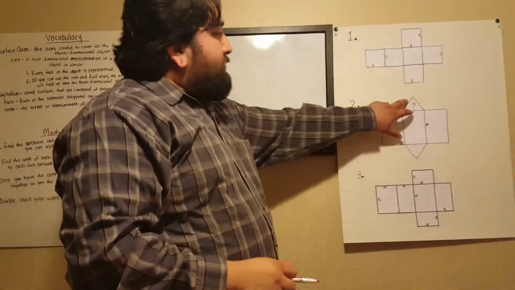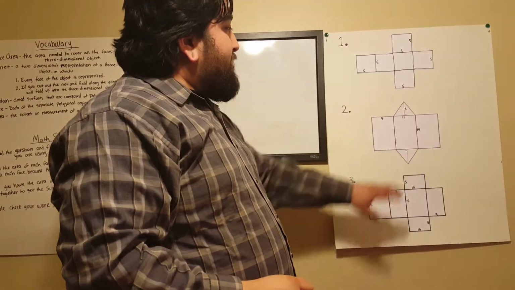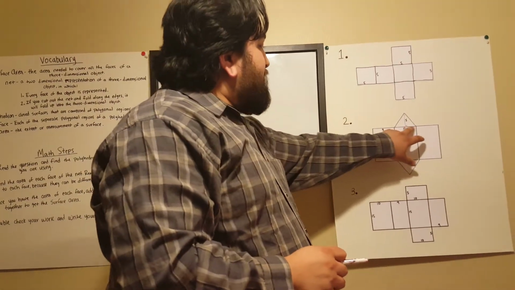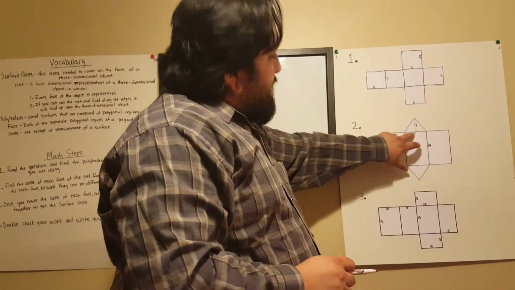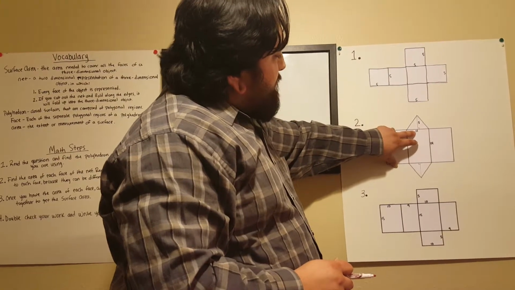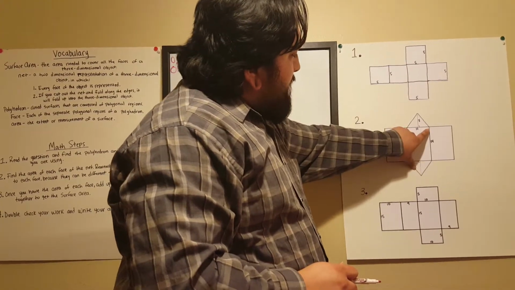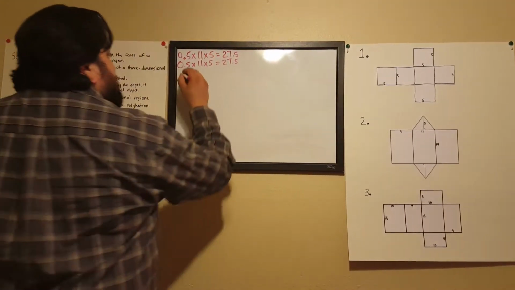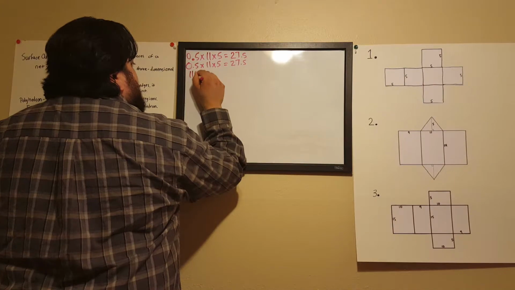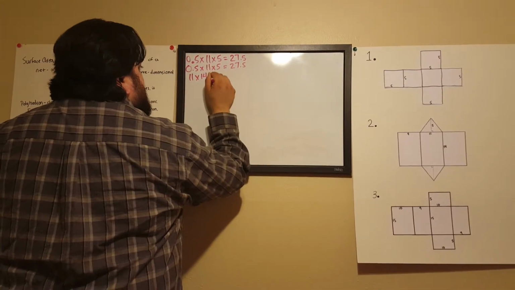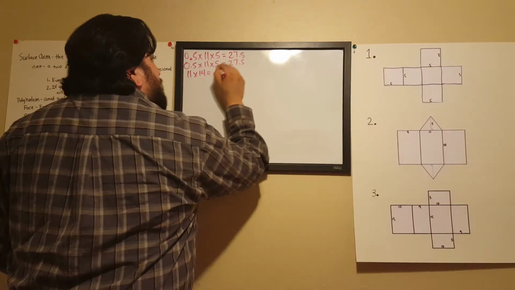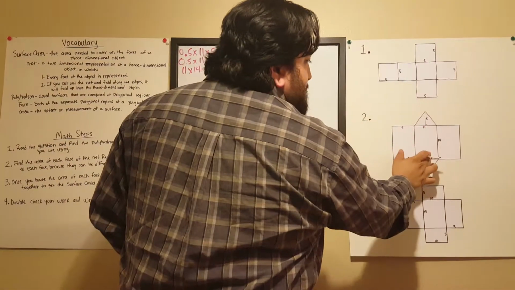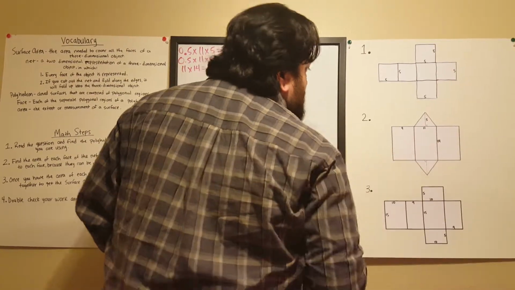So now that we have the two triangles out of the way, let's go ahead and get the area for the 3 rectangles. We can see that this rectangle in the middle has the width as 11 and the length 14. So we do 11 times 14. That gives us 154. So the area of this rectangle right here will be 154.